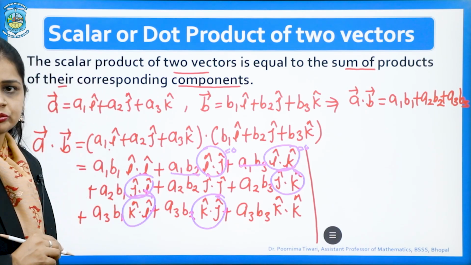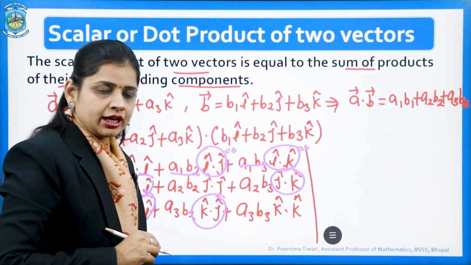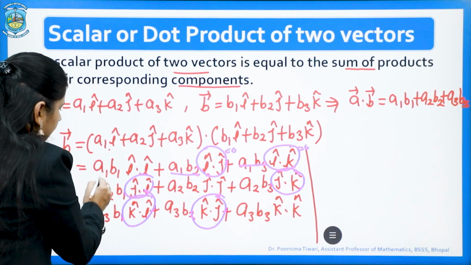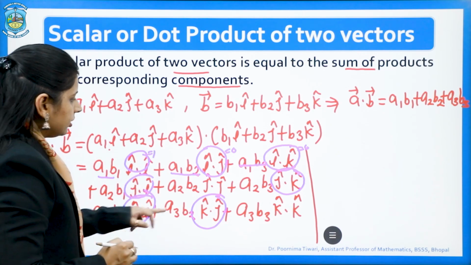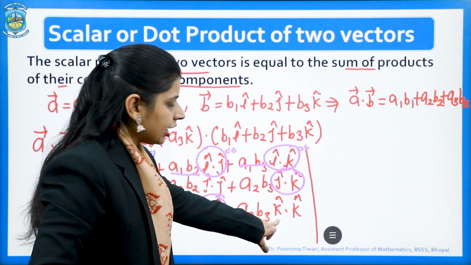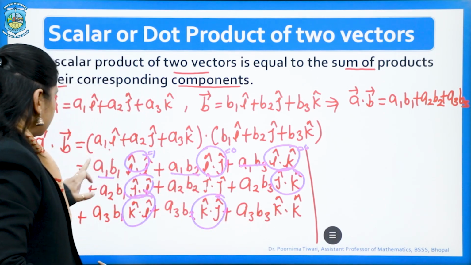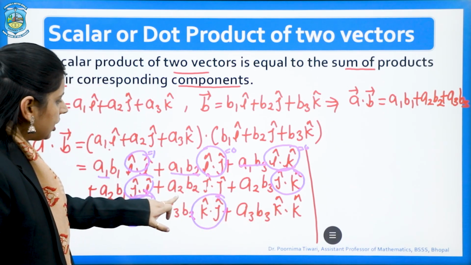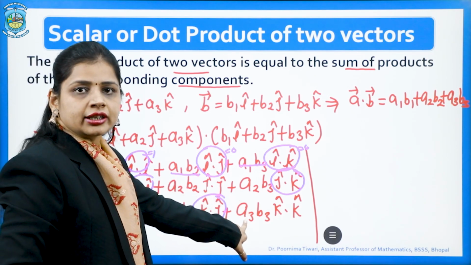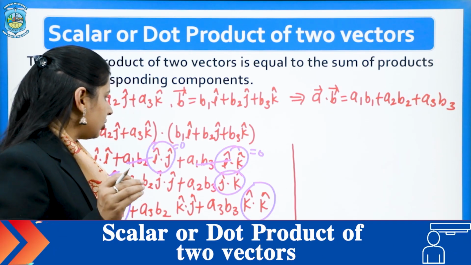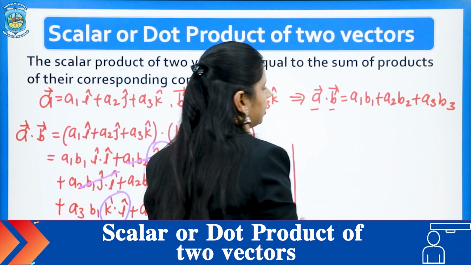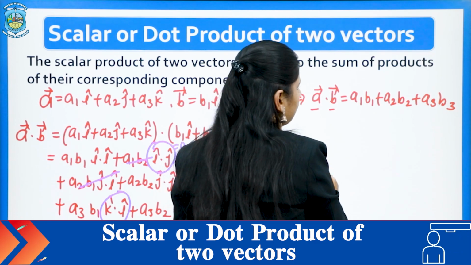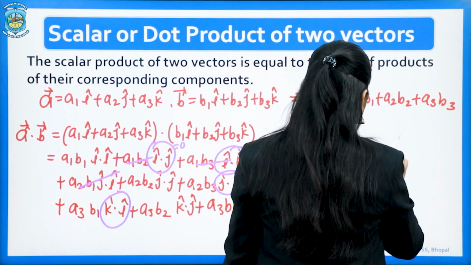is 0. So, all those terms will be eliminated and we will get a1 b1 as i dot i, this term equal to 1, j dot j is 1 and k dot k is 1. So, on solving we will get a1 b1 plus a2 b2 plus a3 b3. So, on applying all the standard identities, we get dot product of A and B is a1 b1 plus a2 b2 plus a3 b3.